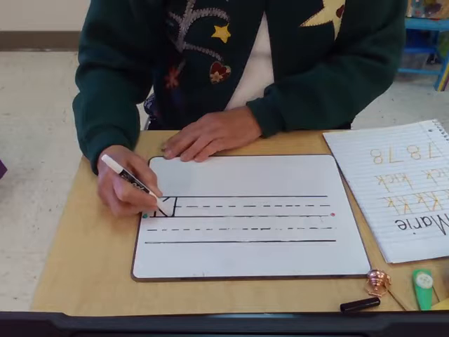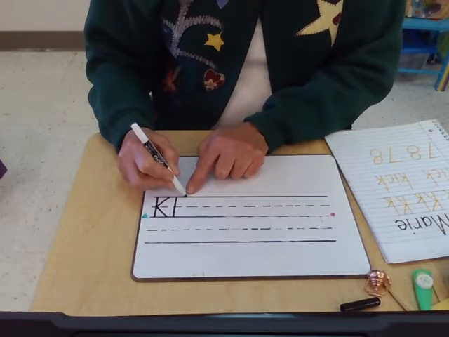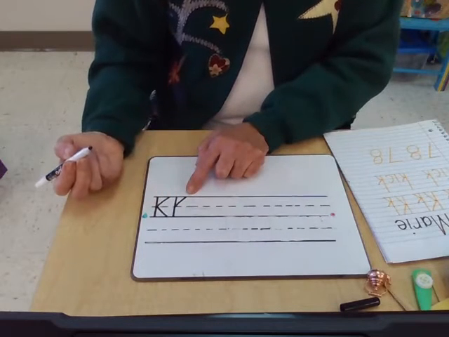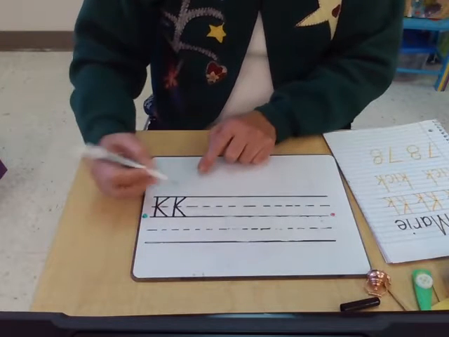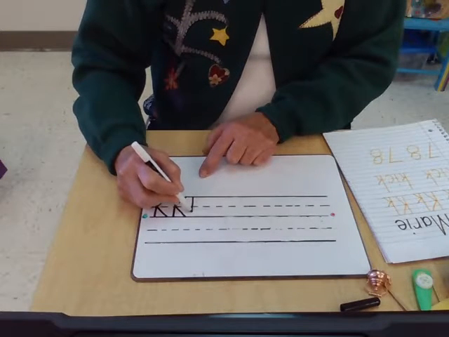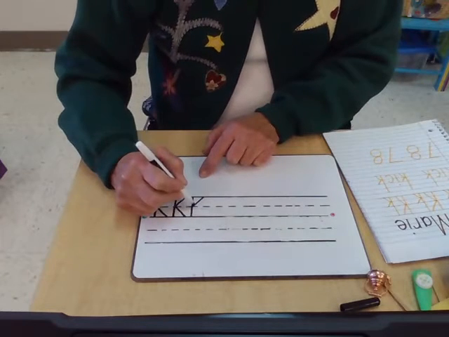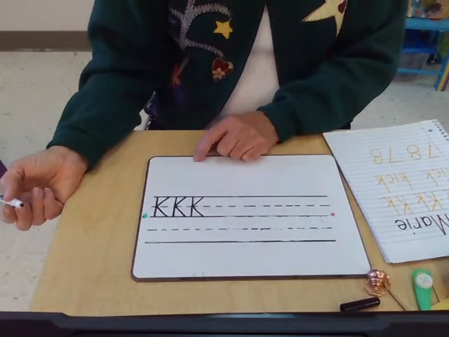Sky, vertical down. Then I start over here a little bit of a distance. I make a diagonal, goes into the middle of that vertical line. And then what? Kick. Down to the ground, diagonal to the middle, and then kick. Look at that. Those are capital K's.